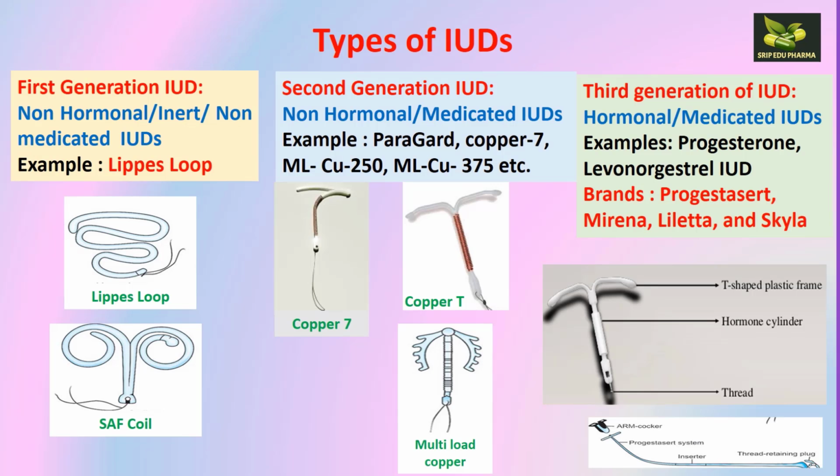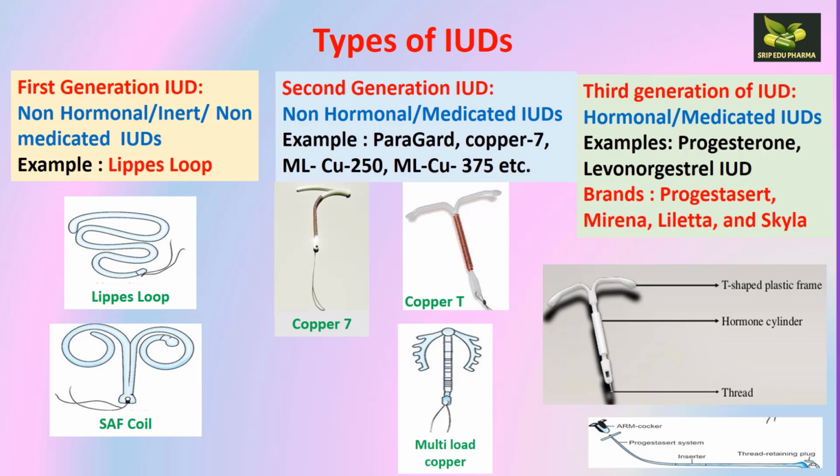Now we will see the types of intrauterine devices. They are of three types: first generation, second generation and third generation. First generation is called non-hormonal, inert and non-medicated because in this no medicament or drug is involved, only a device. For example, Lippes loop, SAF coil, you can see here. The detail of the mechanism related to it we will be discussing in the second video.